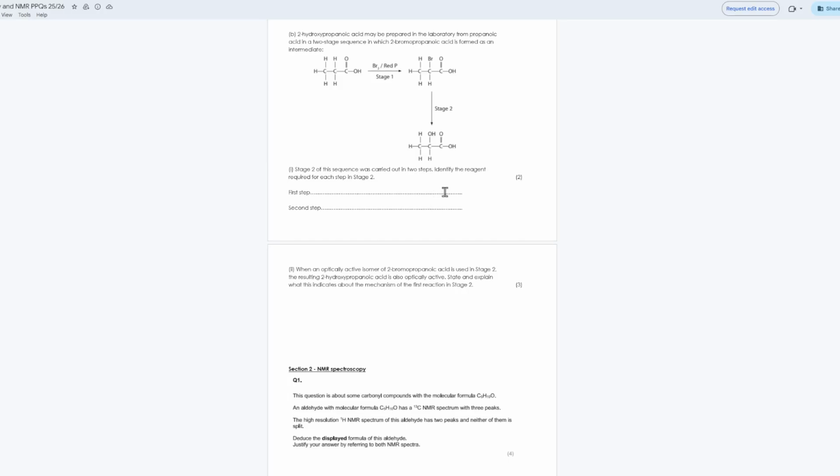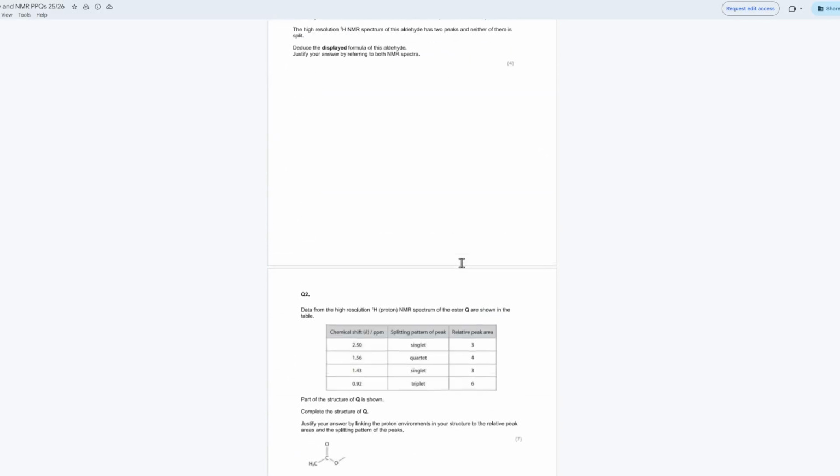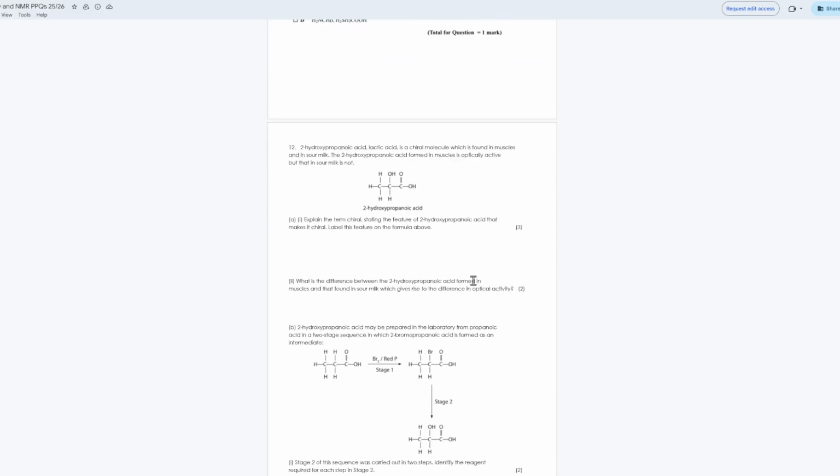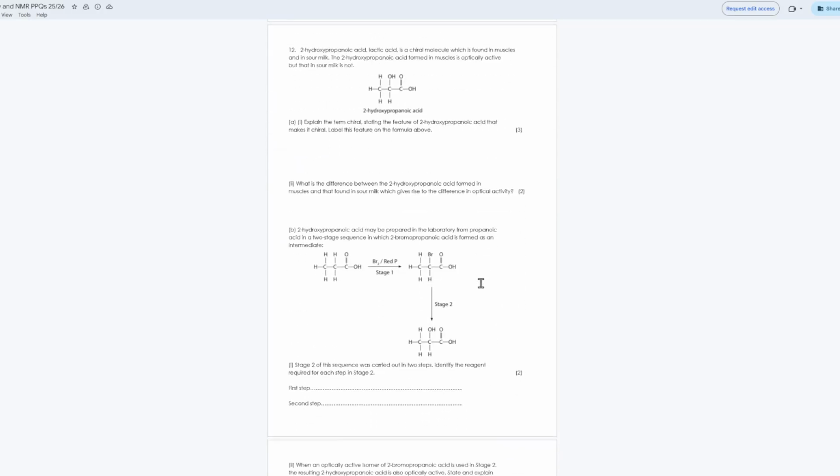Question 12. Getting on to the longer questions, and then we'll be on to the NMR, which is maybe a little bit more difficult. Okay. 2-hydroxypropanoic acid, lactic acid, is a chiral molecule which is found in mussels and in sour milk. Explain the term chiral, stating the feature of 2-hydroxypropanoic acid that makes it chiral.